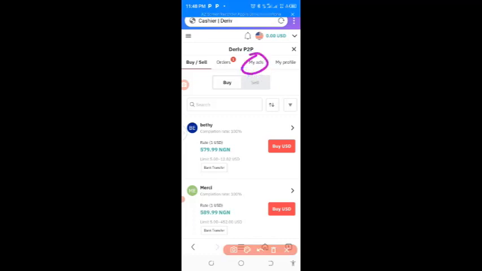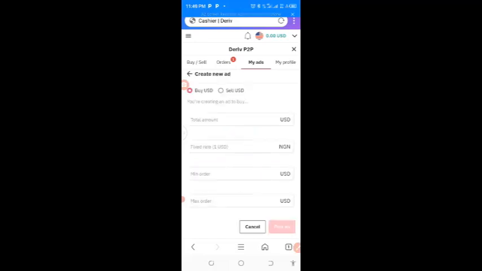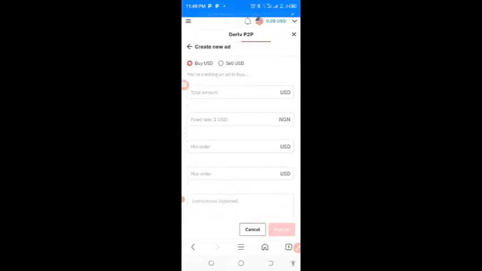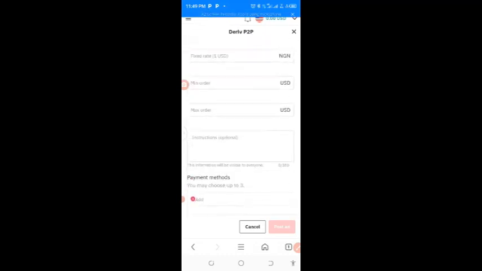Look at this, my ad. Have you seen my ad here? Immediately, just click on my ad. You can see that you have no ad, so create new ad. Just click on it. Immediately, enter the total amount of US dollar you want to sell and the fixed rate. You look at their fixed rate, you put it there, then the minimum order and maximum order and everything.